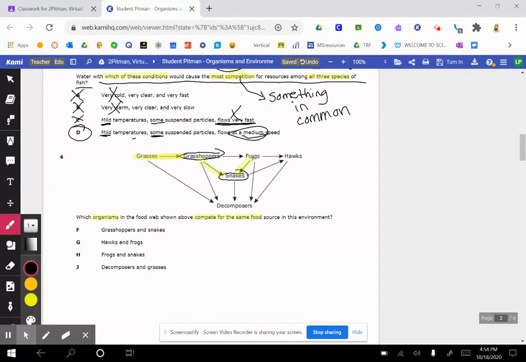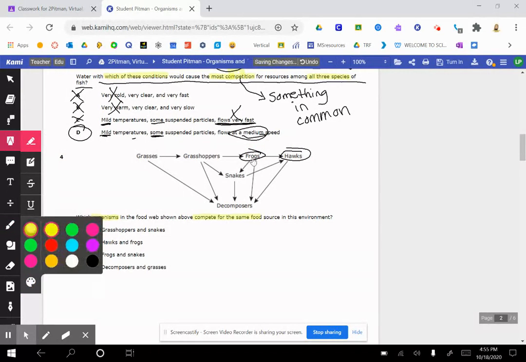Remember, if they were sharing the same food source, it would look like this. Energy would be leaving grasses and going to the grasshopper and the snake. So since that's not what I see, I know that's not going to work for me. So I'm going to mark this one out. Okay, let's look at hawks and frogs next. I'm going to erase this to make it a little easier for you to see. Okay, so we're looking at hawks and frogs.